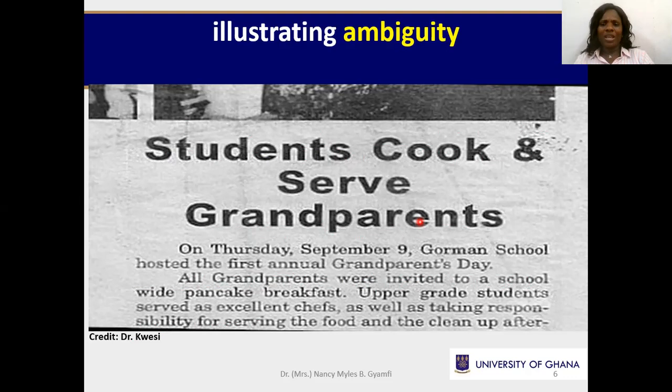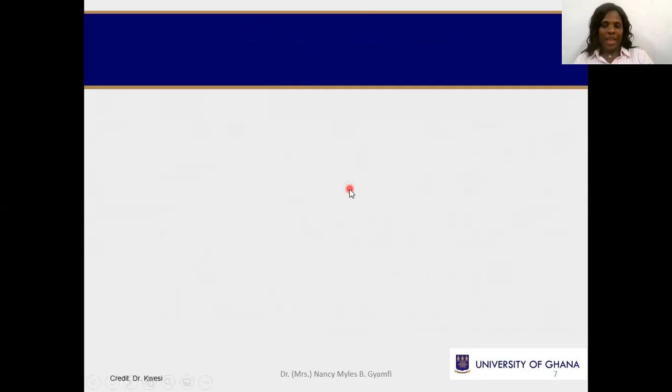Students cook and serve grandparents. Oops. Did they cut their grandparents into chunks and put in the saucepan and served that to the public? Or they cooked some meal and served that meal to Granny and Co. You see, if you just say students cook and serve grandparents, the ambiguity is there. I think you can see it.